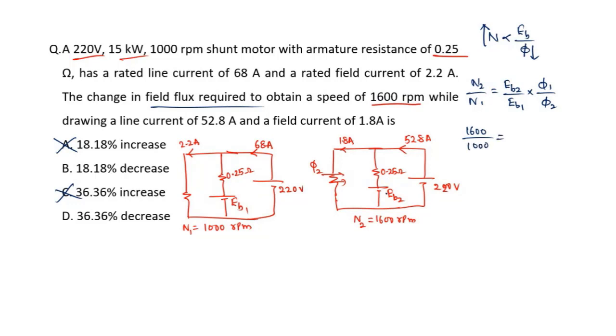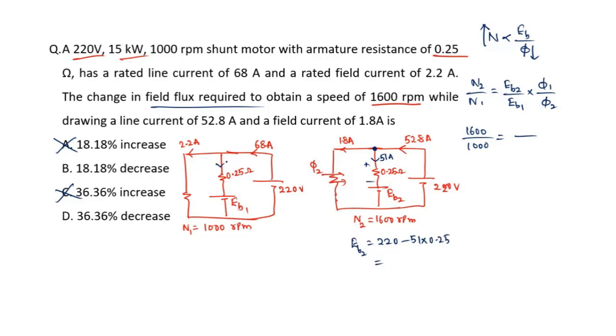Now EB2 you need to calculate, and EB1 you need to calculate. What is EB2? 52.8 amperes is entering and 1.8 is leaving, so the remaining 51 amperes will flow through the armature. So EB2 is equal to 220 minus 51 into 0.25. You will get the answer.